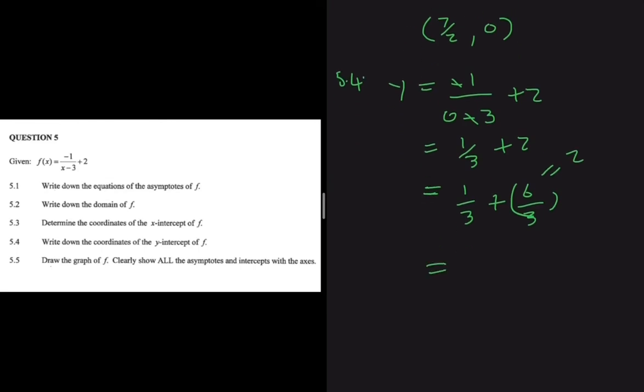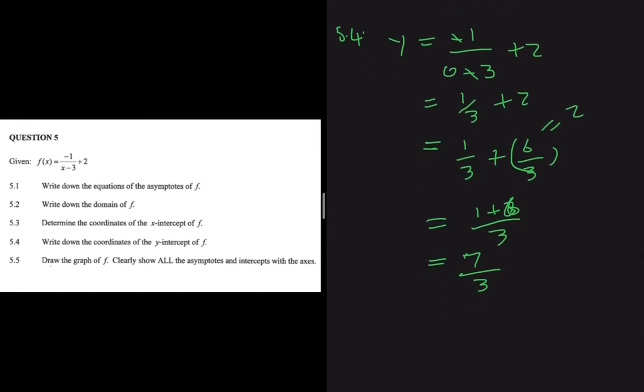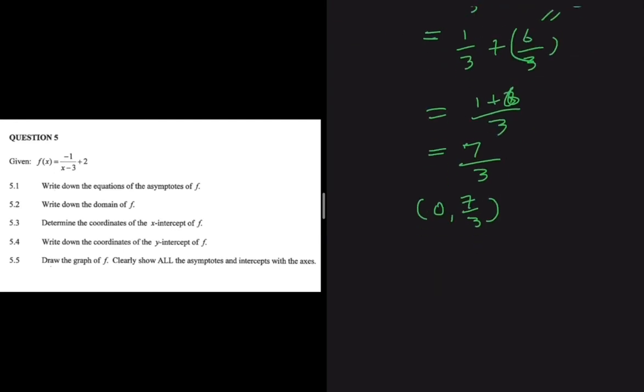And then I'll just have 1 plus 7 on the numerator. You take a common denominator, then this will be 7. Oh, this is 6, I'm sorry. This will be 7 divided by 3. So that's the value of y for the y-intercept. Then the point will be 0, and then y is 7 divided by 3. Let's move ahead.